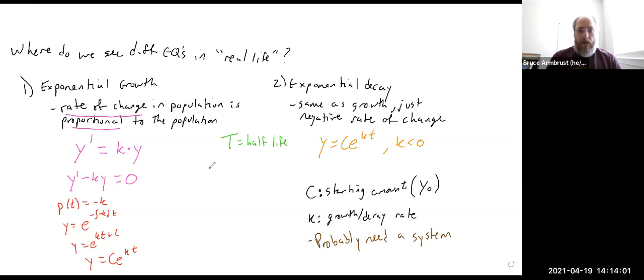So that means that whatever we started with, which was C, is how much we're going to be left with after that half-life. Right? C was my starting amount. At half-life, half of it's gone. So I can divide both sides by C. It goes away. Now I can take my natural logs and I can actually solve for my K.